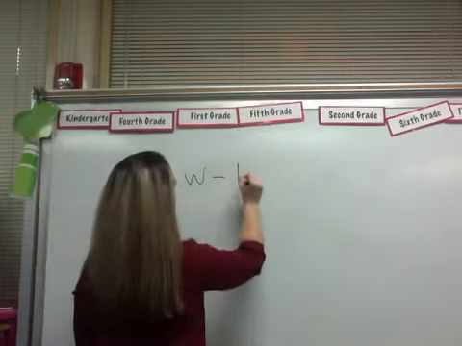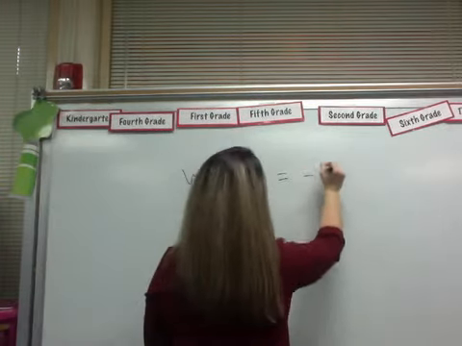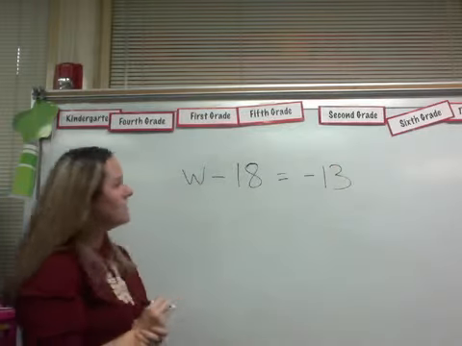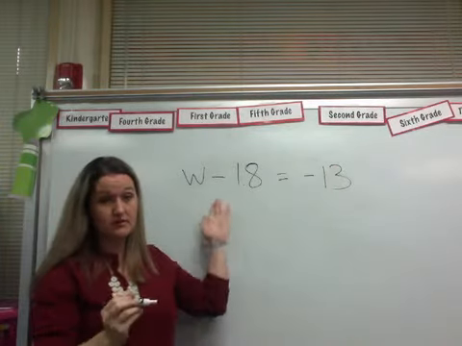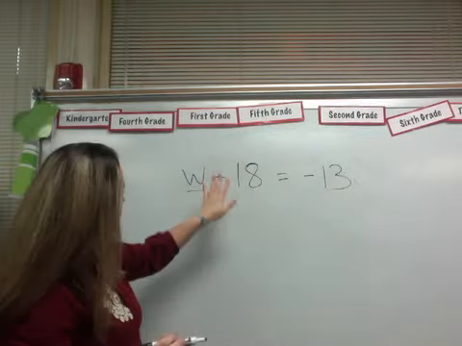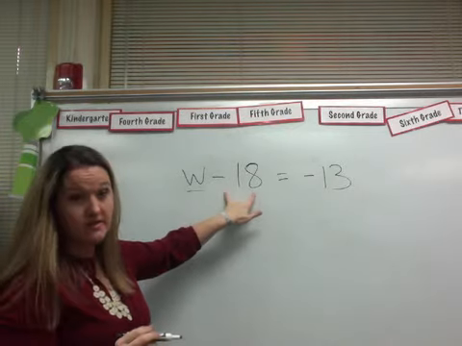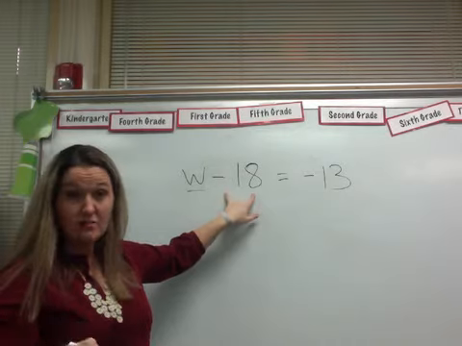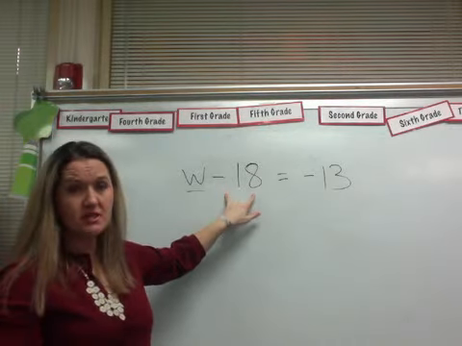W minus 18 is equal to negative 13. All right, so my variable is W. I want to get it all by itself. So what's preventing that from happening? The minus 18. What's the inverse operation? What's the opposite of subtracting 18?